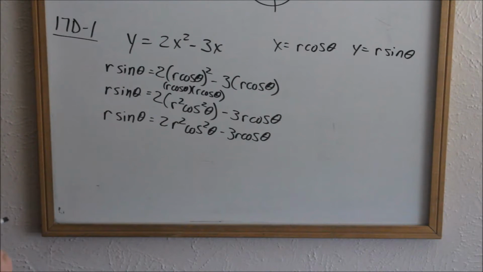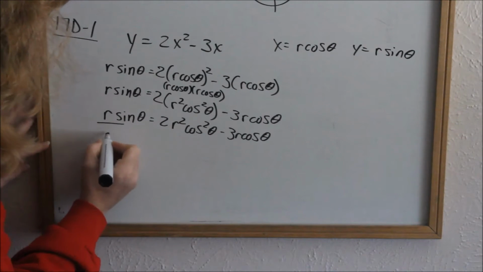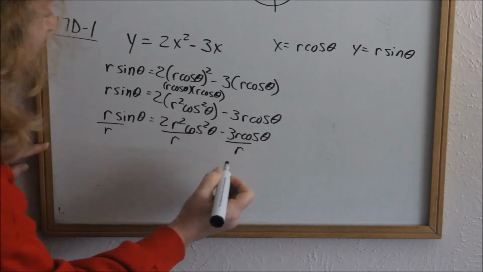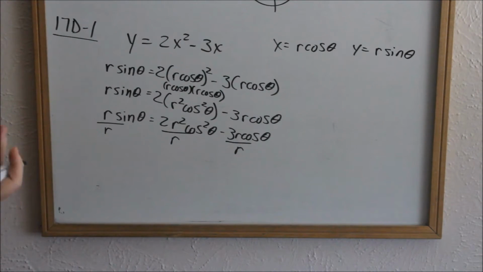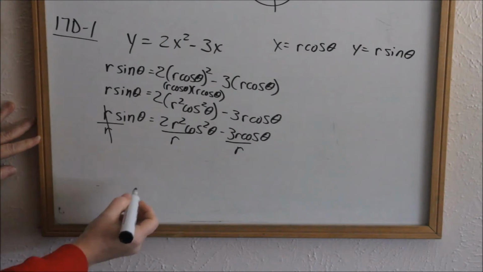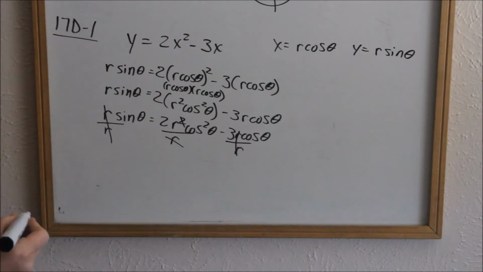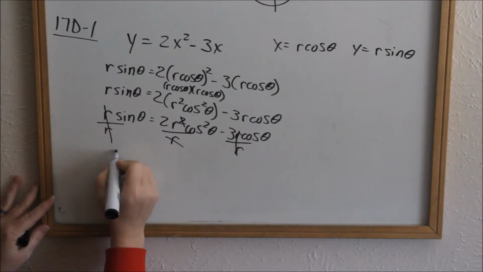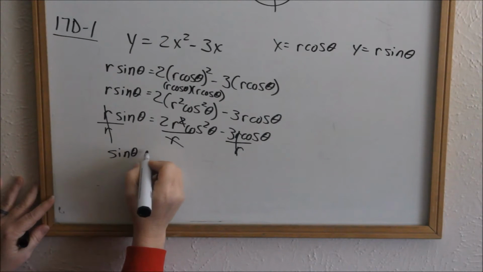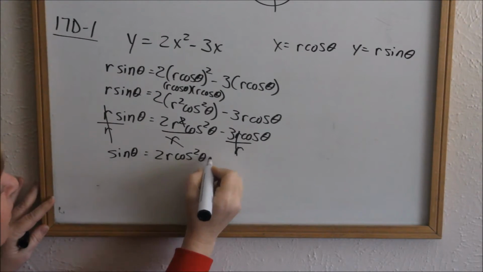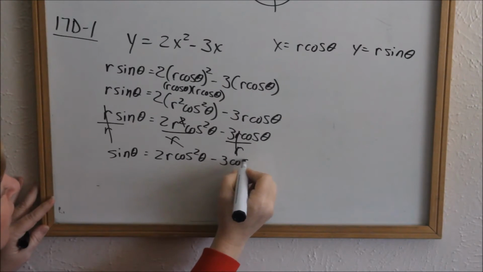Whatever I do to one, as long as I do it to everything, it's legal math. So if I basically divide this by an r, divide that by an r, and divide that by an r, that's legal math. Whatever I do to one, I just have to do to everything. Okay? So that means that r goes away, this r and one of those go away, and those go away. So now essentially what I have is sine theta equals 2r cosine squared theta minus 3 cosine theta.